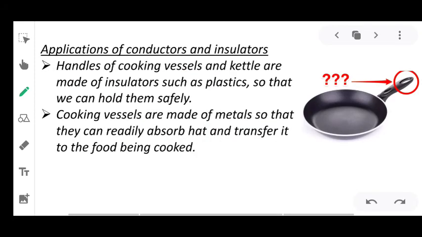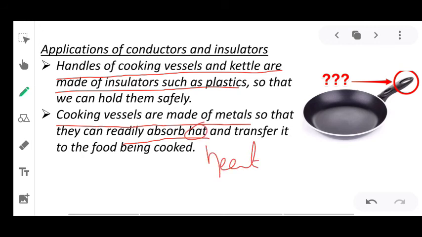Next, some applications of conductors and insulators. Handles of cooking vessels and kettles are made up of insulators such as plastic. Why? Because I have already told you that plastic is a bad conductor of heat. So heat energy cannot flow through the plastic easily, and we can hold the cooking vessels or kettle safely. Next, cooking vessels are made up of metals. Why? Because metal is a good conductor of heat. So when they are heated, they can easily absorb heat and transfer it to the food being cooked.